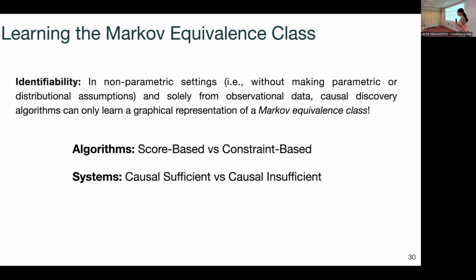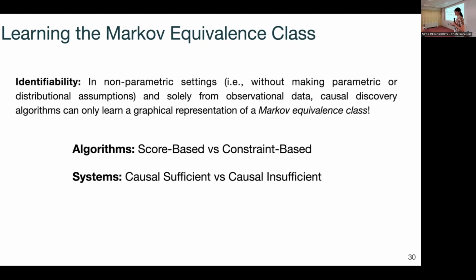Maybe you observed a lot of variables. I think in some scenarios, maybe sufficiency is satisfied. But there are other algorithms that are not assuming this. And even if you have latent confounding, you have a way to learn the equivalence class. Okay.